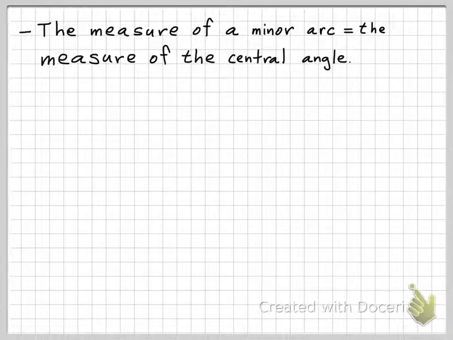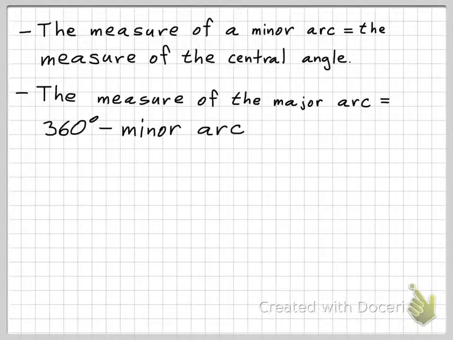Today's new material is the measure of a minor arc equals the measure of the central angle. Okay, so please write that down. Copy that down. These are your notes. The measure of a minor arc equals the measure of the central angle. And also, the measure of the major arc is equal to 360 degrees minus the measure of the minor arc. Okay, so write those down, get caught up. And remember, you're in total control of this presentation, so if you'd like to pause it, fast forward it, whatever you'd like to do, feel perfectly free to do so. Okay, but for the sake of this presentation, I will continue.